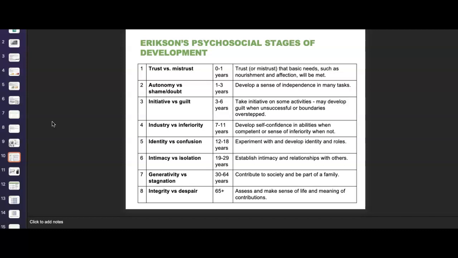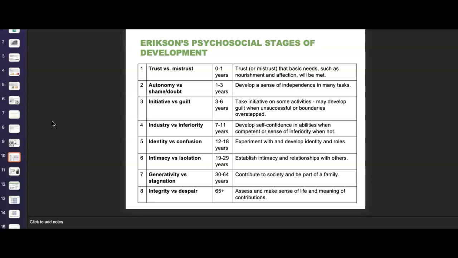You might see a child not want to be picked up by their parents and sort of writhe around in their parents' arms because they're trying to develop a sense of independence. From 3 to 6 years, you've got the initiative versus guilt conflict. Taking initiative on some activities may develop guilt when unsuccessful or boundaries are overstepped. This is where you see more children being punished or learning about punishment.